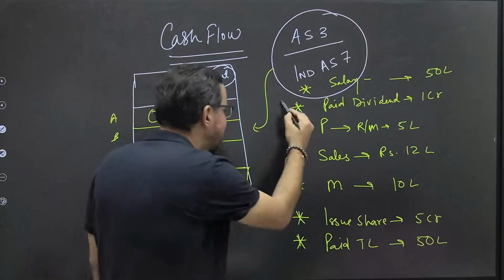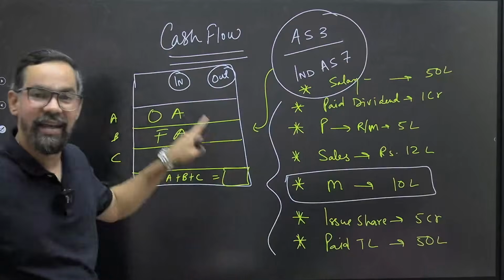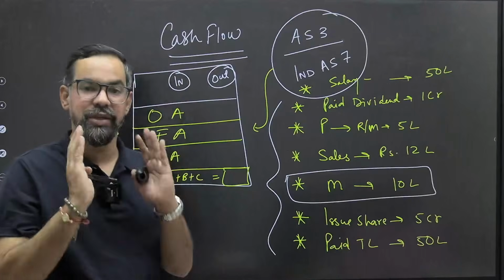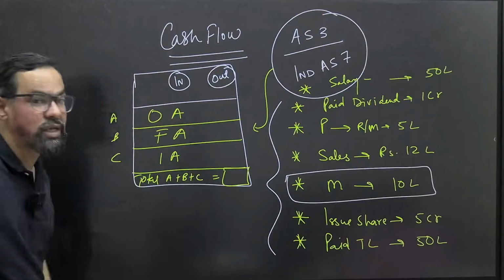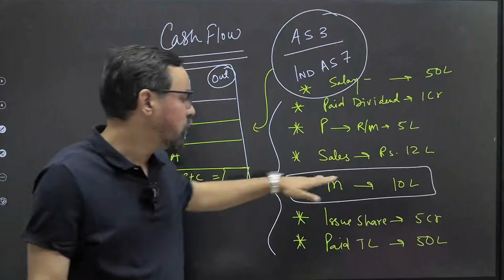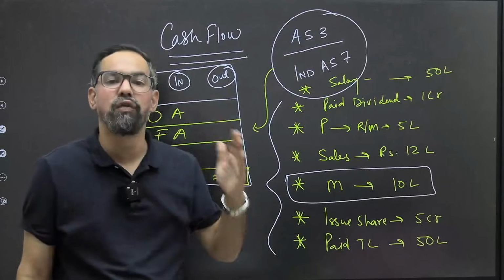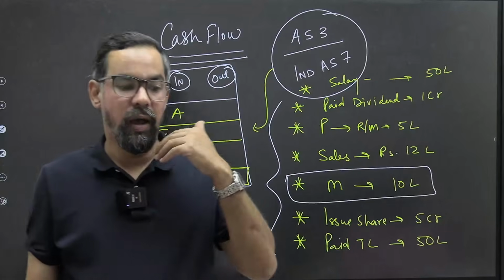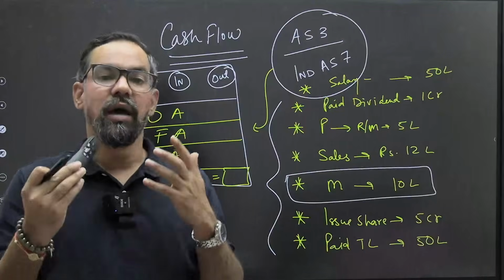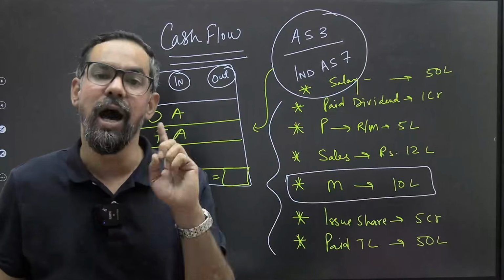The real challenge is which category a purchase of machinery comes under. Now how will the examiner ask you questions? There will be three types of questions. Type one: there is a business XYZ Limited, during that particular period they purchase machinery worth rupees 10 lakh. Which of the following is cash flow from investing activities, operating activities, or financing activities? Half marks question.